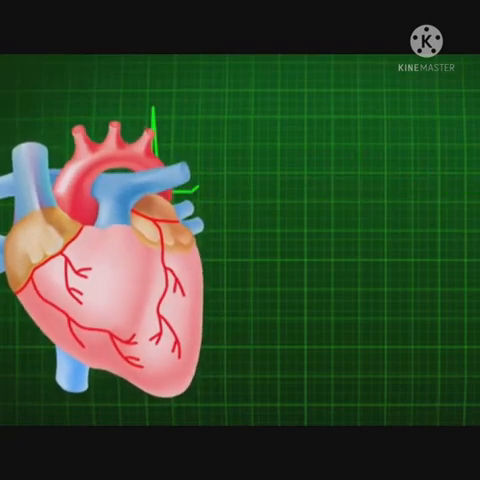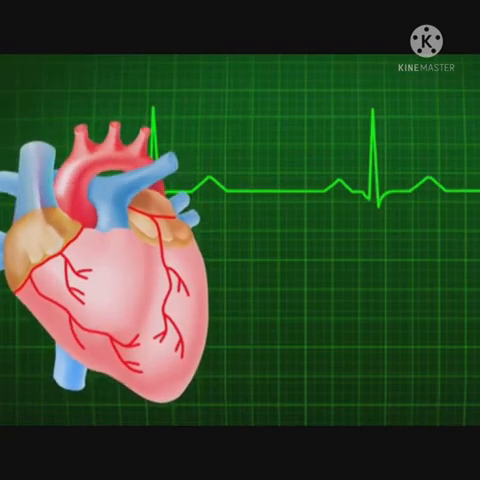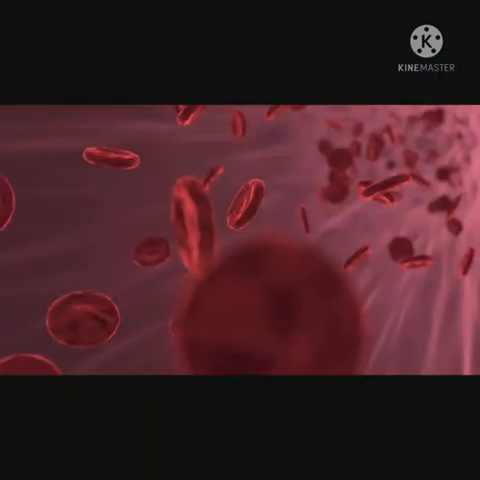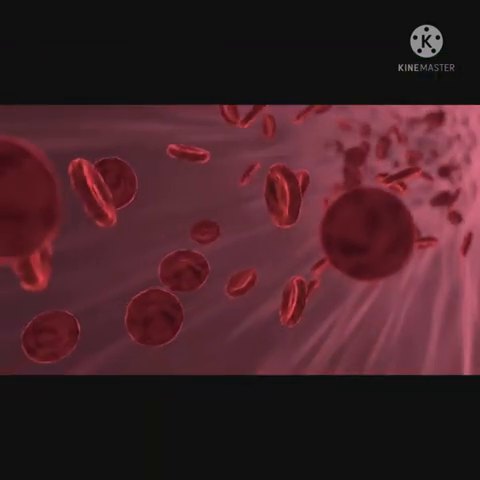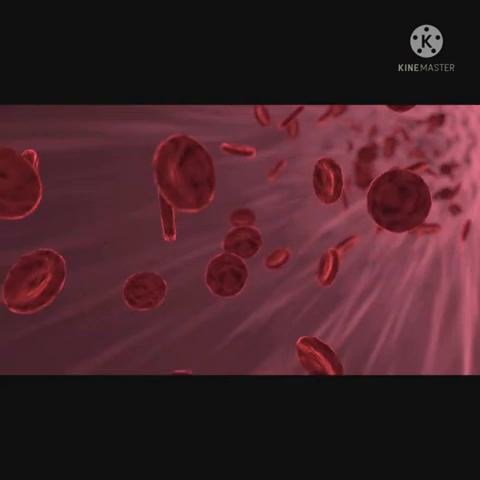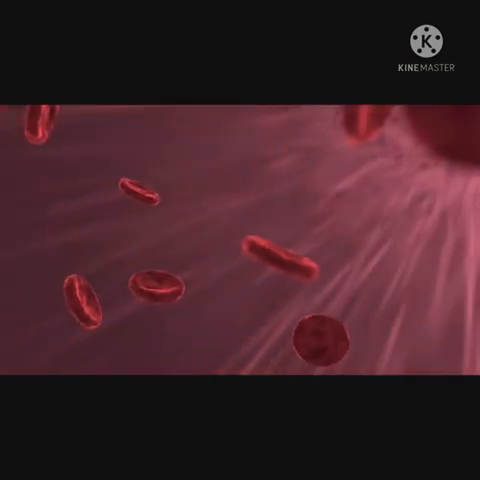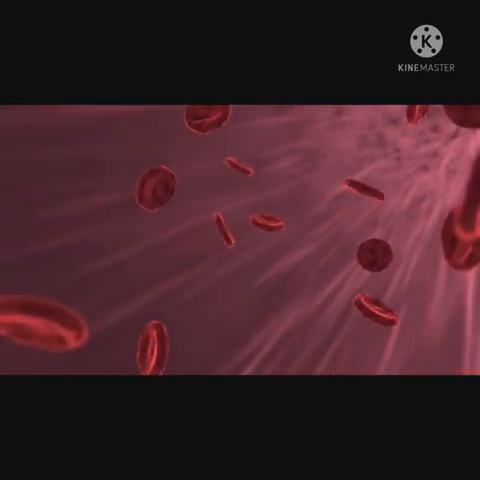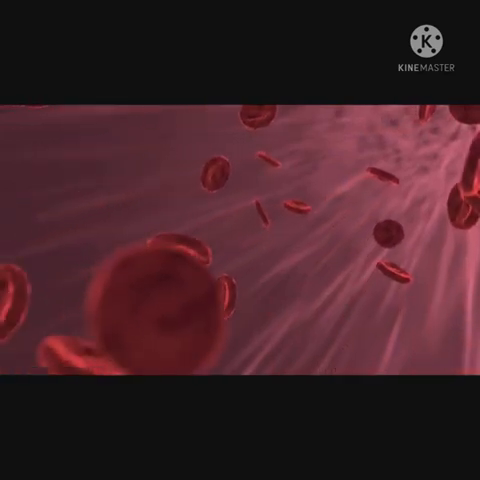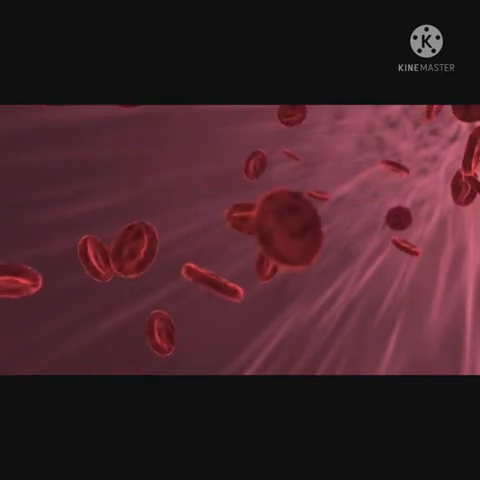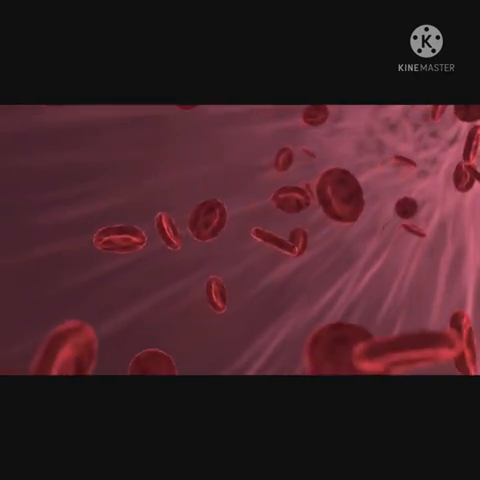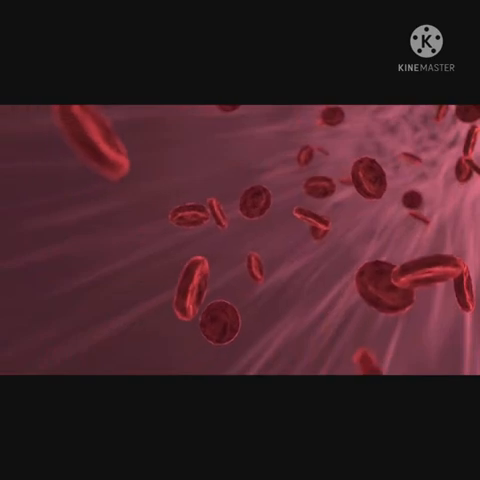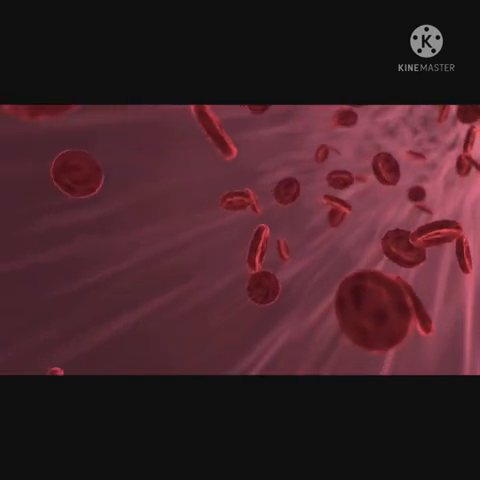It contains the right atrium and left atrium in the anterior part. There is a tricuspid valve between the right atrium and right ventricle. Then there is a bicuspid valve between the left atrium and left ventricle. It contains the right ventricle and left ventricle.